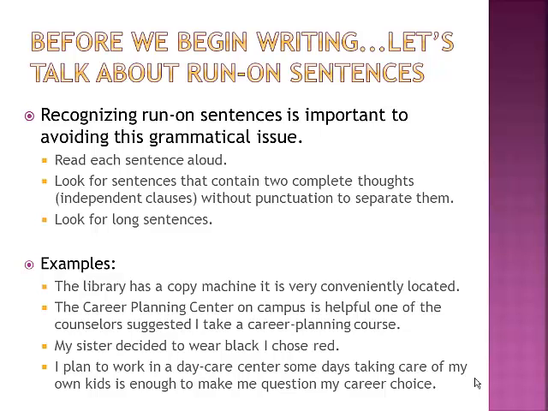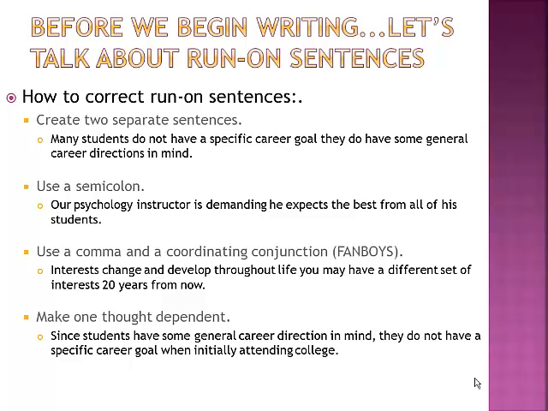In these particular examples, you should be able to find that, for one, there is more than one thought going on in that sentence, and some type of punctuation is needed. So you should be able to recognize that these are run-on sentences, and it's a grammatical issue. So now that we can recognize run-on sentences, what are some ways to correct them?